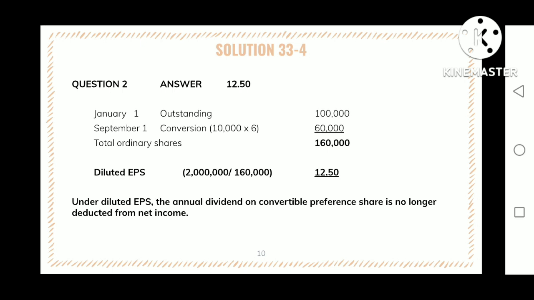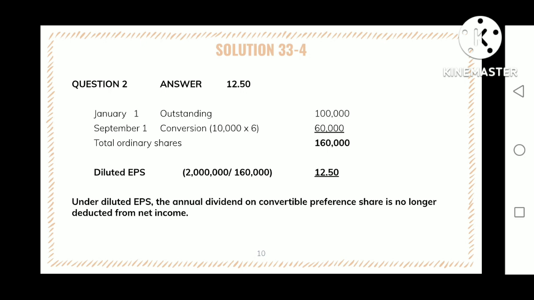Question number 2 is what amount should be reported as diluted earnings per share? So, may outstanding na 100,000 noong January 1, then on September is yung preference conversion. Hindi na natin kailangan i-average yung preference conversion because ang rule sa computation ng diluted earnings per share, the conversion is assumed to have taken place on the date the potential ordinary share first became outstanding. So yung preference share first became outstanding noong January 1. So 10,000 times 6 is 60,000. The total ordinary shares is 160,000.